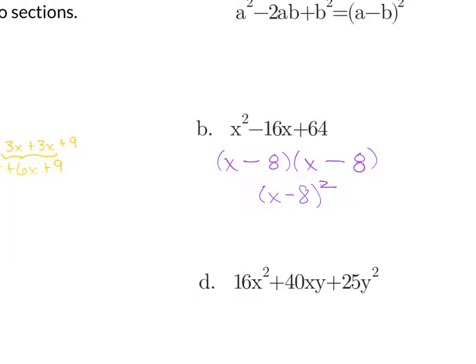If we check this, we start off with our firsts. X times x is x squared. Outsides, we get negative 8 times x is negative 8x. Insides, we get negative 8 times x is negative 8x. And lasts, we get negative 8 times negative 8 is positive 64. When we combine our like terms, we get x squared minus 16x plus 64.